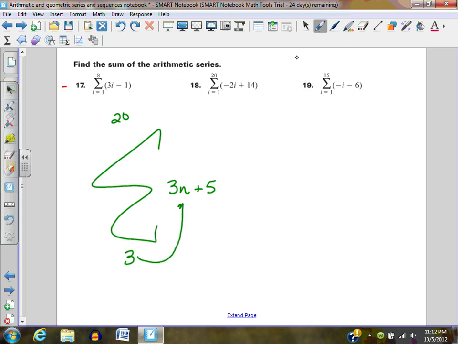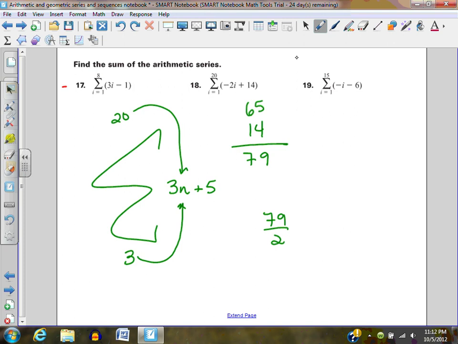I'm going to plug the 3 in, the lower index. 3 times 3 is 9. 9 plus 5 is 14. So I know my first number is 14. Now I'm going to plug in the last value. 20 times 3 is 60. 60 plus 5 is 65. And then I add those together, 14 plus 65 is 79, and I do 79 over 2.